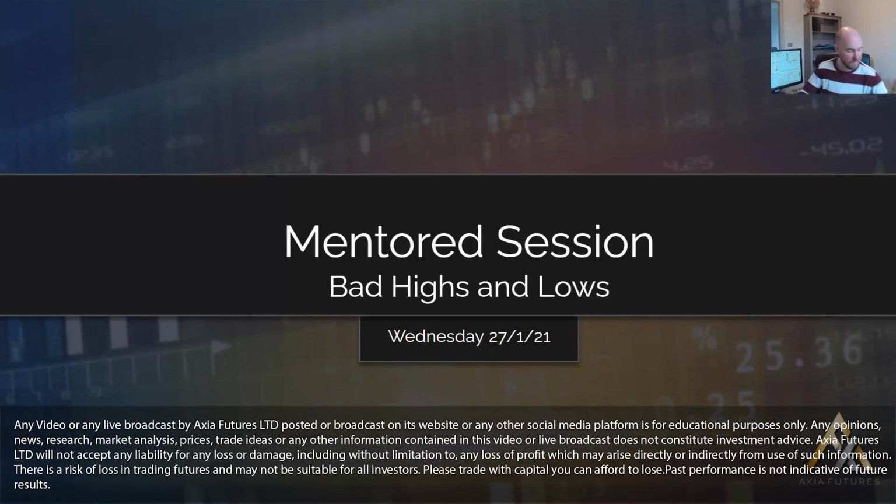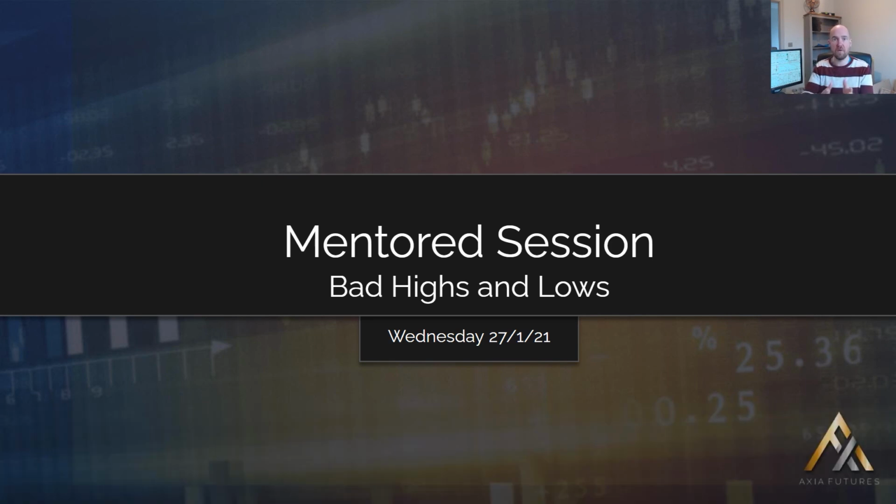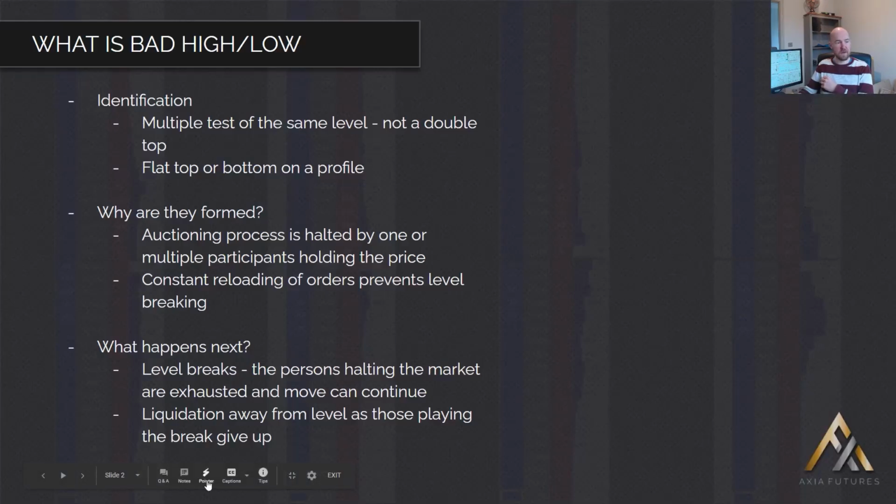we'll run you through very quickly a few different elements of bad highs, bad lows, and how they come about, and what you want to be thinking when you're taking these trades on. So first up, how do you spot them? Essentially, a bad high is quite simply multiple tests of the same level.